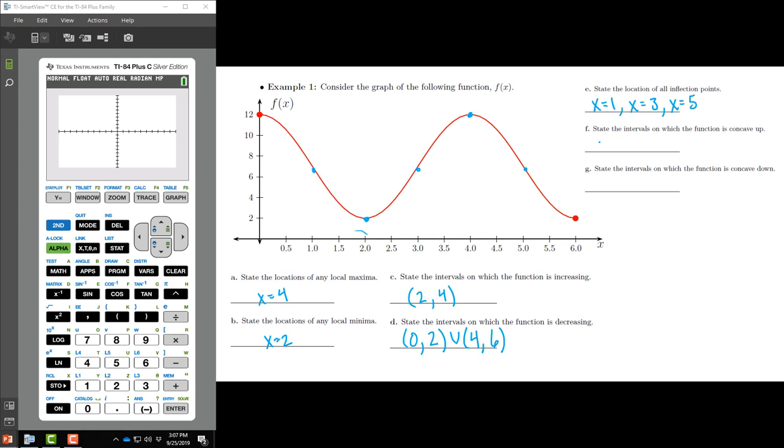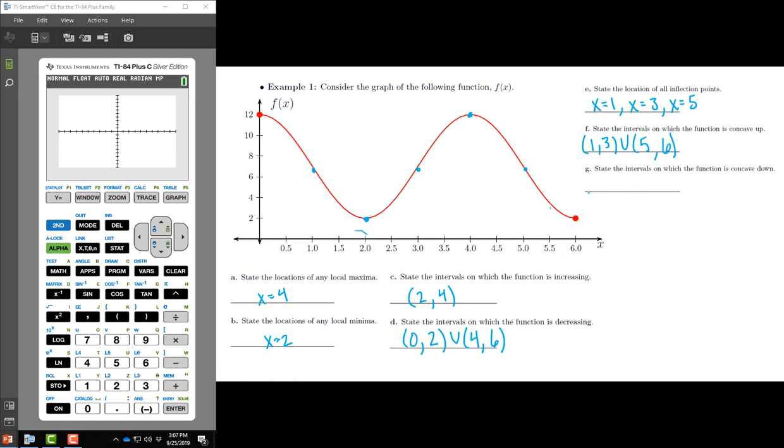All right, and in part F, we're going to state the intervals on which the function is concave up. Once I've identified inflection points, I know that it's either concave up or concave down between those inflection points. So between this one and this one, I'm definitely concave up, so I can go from 1 to 3. But then I can also see over here it's concave up, so from 5 to where the graph ends at 6.